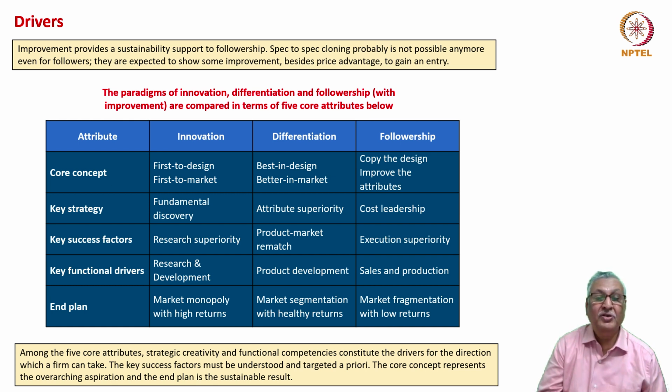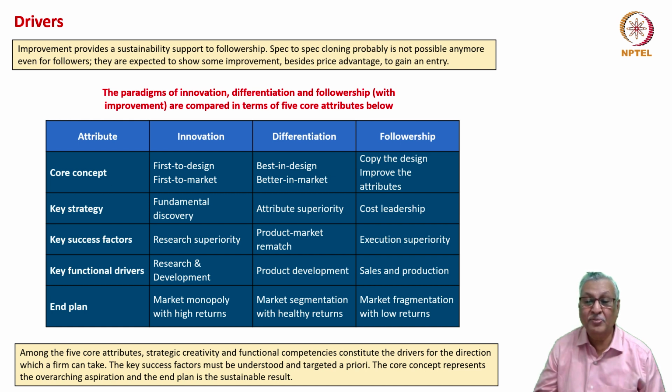Key functional drivers for innovation: obviously research and development. For differentiation, product development. Product development is superior development of the innovated product. For followership, it is in terms of sales and in terms of manufacturing. The end game or end plan for innovation is market monopoly with high returns. For differentiation, market segmentation with healthy returns, both above industry average. Whereas for followership, the end would be more in terms of fragmentation of the market and the returns would be low.